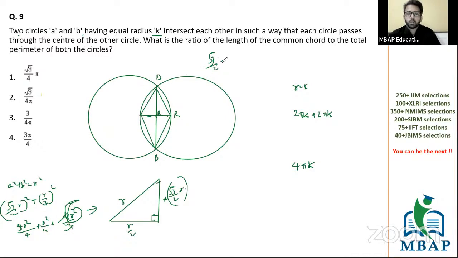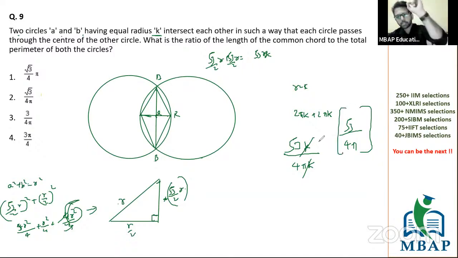So root 3 by 2 R plus root 3 by 2 R will make the value root 3 R. R is nothing but K. So I got the length of the chord as root 3 K. K, K will get cancelled and the ratio would be as simple as root 3 upon 4 pi.